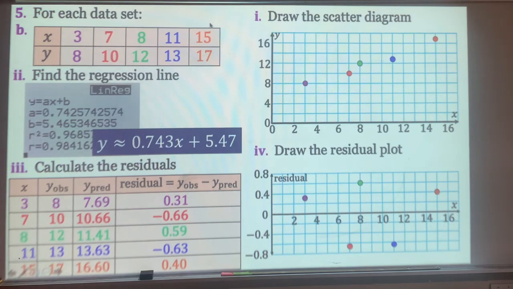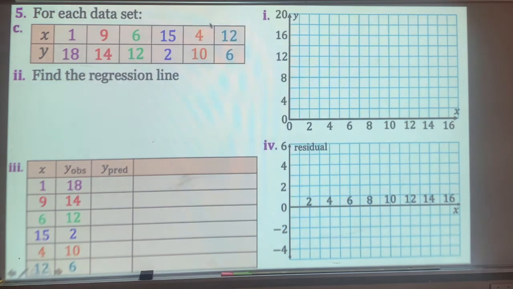Now we did 5B. We'll move on to 5C. 5C says for each data set, what you're doing here is typing all those into your calculator. Now we're doing a group of 6.